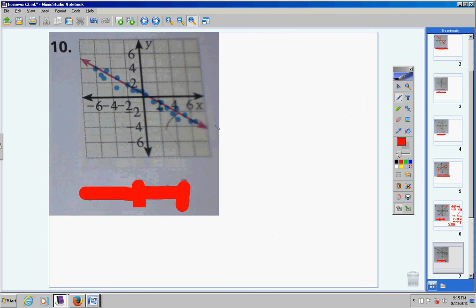Number 10, same thing. I like this point right here. It's right on negative 6, positive 4. That's a good point to use. Let's find one down here somewhere. It's in the middle, kind of, but I'm going to go at this point here and pretty much say it's right there. So positive 6, negative 4. Those are the 2 points I'm going to use. Anytime you're asked to write a linear equation when you have 2 points, use this model right here.